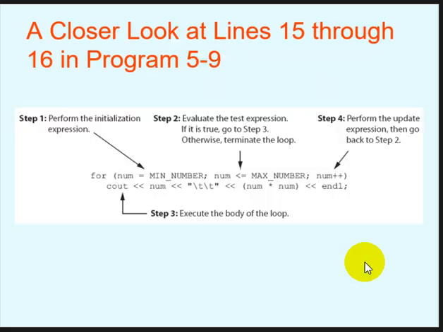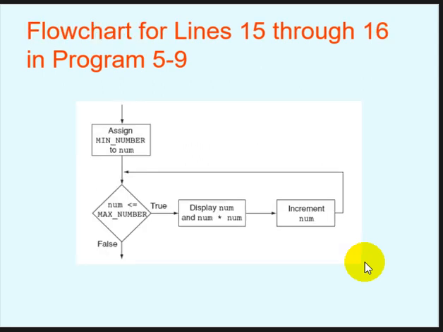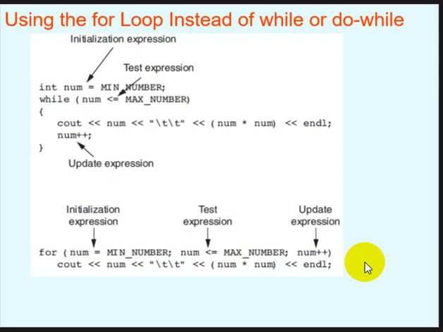This is the step by step representation. This is the flowchart of the same program, and this is basically the comparison with the while loop. As I told you, every loop has three things: initialization, test, and update. As I told you, in the last class I did this using the while loop. This is what we have done.